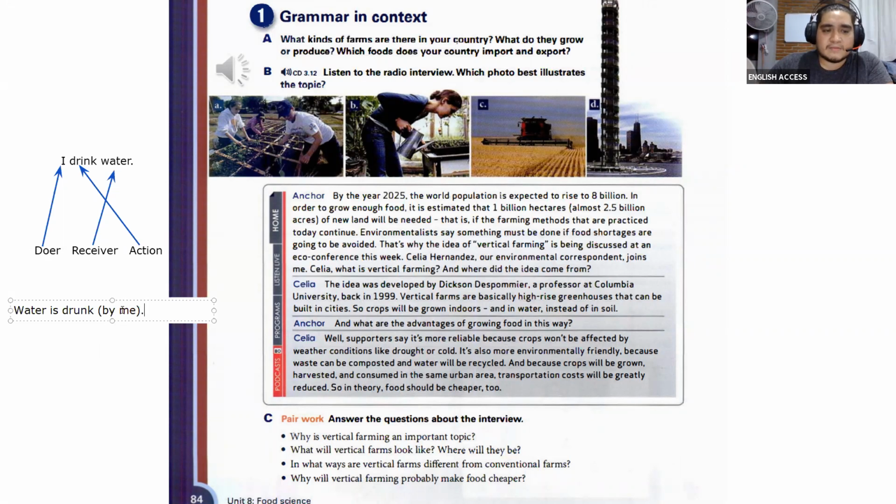The doer becomes the object of the new sentence, which is in the passive, and the receiver, which was the object of the first sentence, becomes the main subject, right? Now, is drunk is the action, we just have to change it. So there you have it. This is a pretty basic active and passive structure.